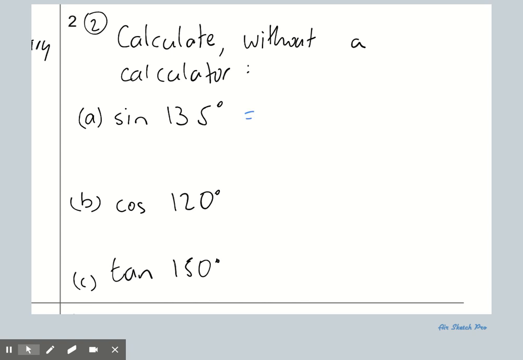I'll be saying sine 135, I need to find the acute angle. I know that 135 is between 90 and 180. And so I say that the sine of 135 is equal to the sine of 180 minus 135. I do this in one step in my head really, but I'm just writing it down explicitly so you can see it. But then I have to work out whether it's positive or negative.